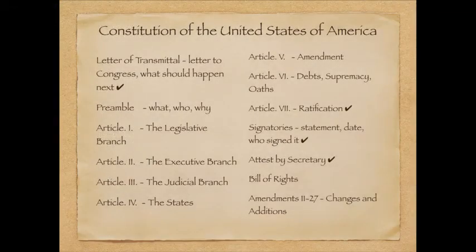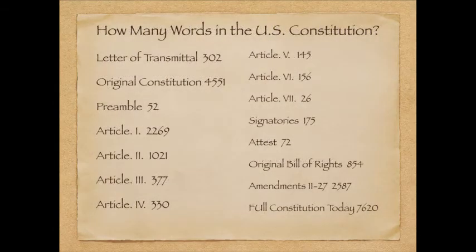And now I've copied all these numbers here, and there's what we come up with. So there's our answer. How many words in the Constitution? Well, the letter of transmittal was 302. The actual original Constitution was 4,551 words. The preamble had 52 words. Article 1 had 2,269 words.